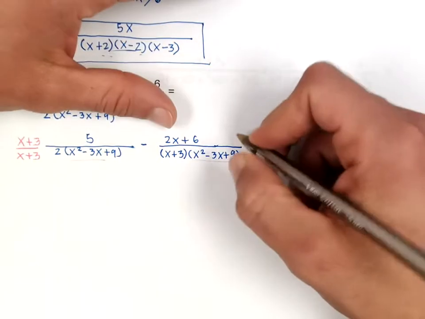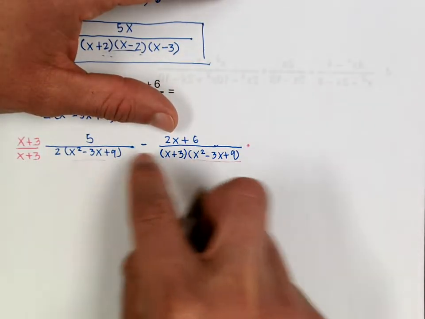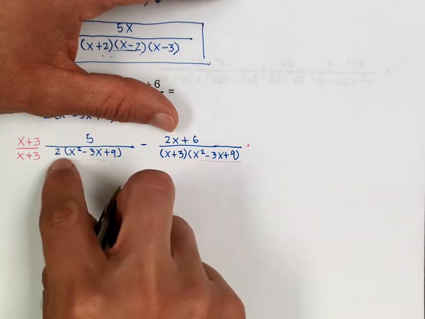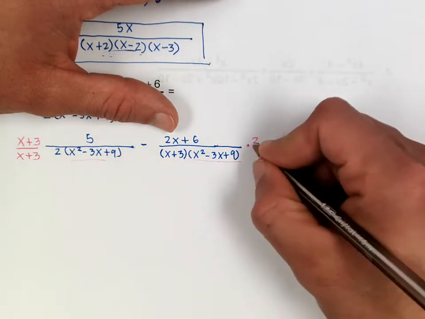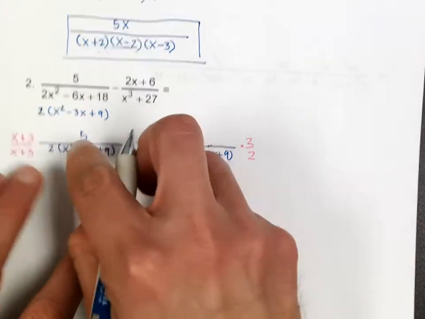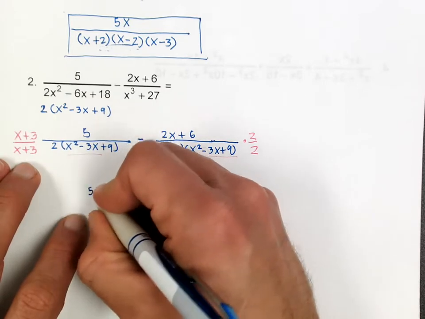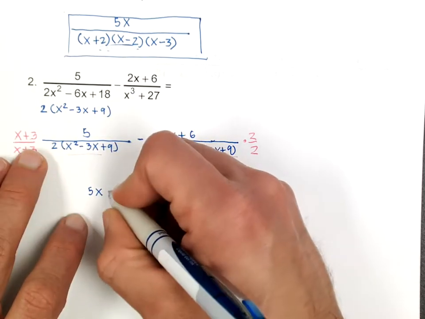And I'm going to multiply this side. What am I missing? What do I have here that I don't have here? I'm missing a 2. So I'm going to multiply top and bottom by 2. After you have done that, we're going to multiply 5 times x, which is 5x, and then 5 times 3, which is 15.